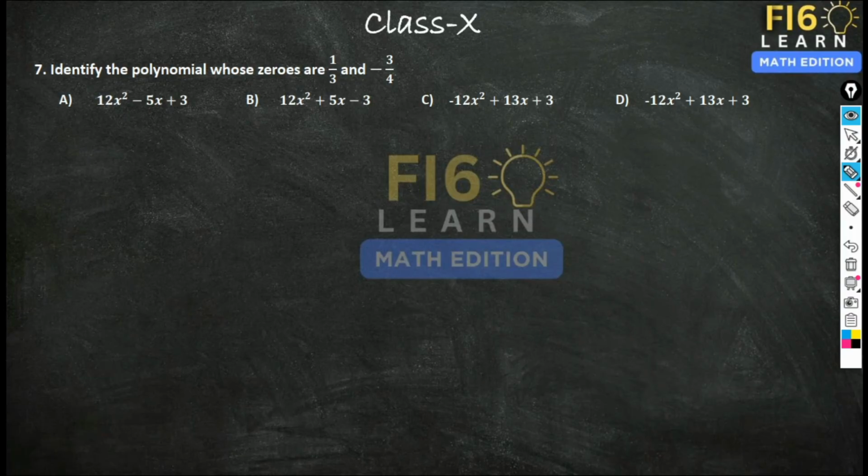Next, identify the polynomial whose zeros are 1 by 3 and minus 3 by 4. So two roots are given. We have to find the polynomial which satisfies the given two zeros. Okay. So let us take one root as alpha, that is 1 by 3, and another root as beta, that is minus 3 by 4. From this we can find the sum of the roots and product of the roots. Here the sum of the roots will be alpha plus beta. We just have to add them together. We will get 1 by 3 minus 3 by 4.